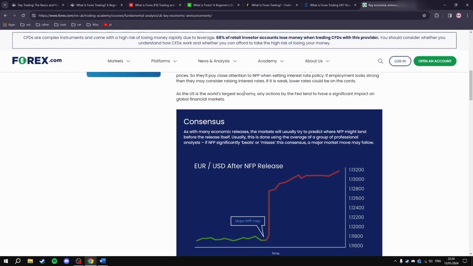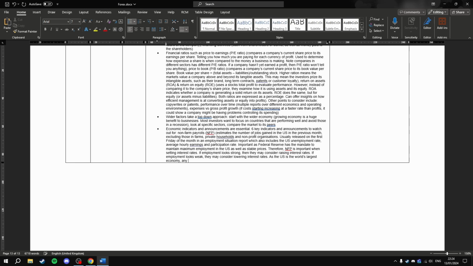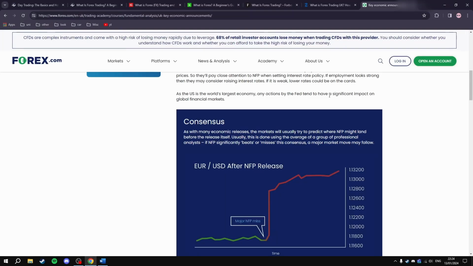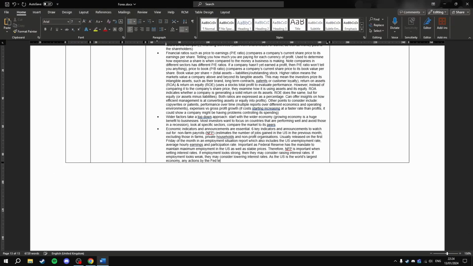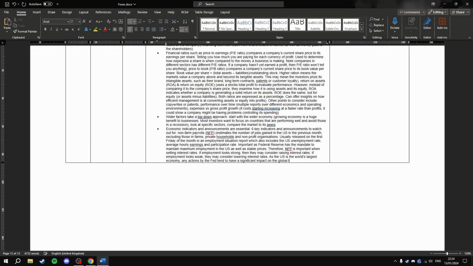As the US is the world's largest economy, any actions by the Fed tend to have a significant impact on the global financial markets.